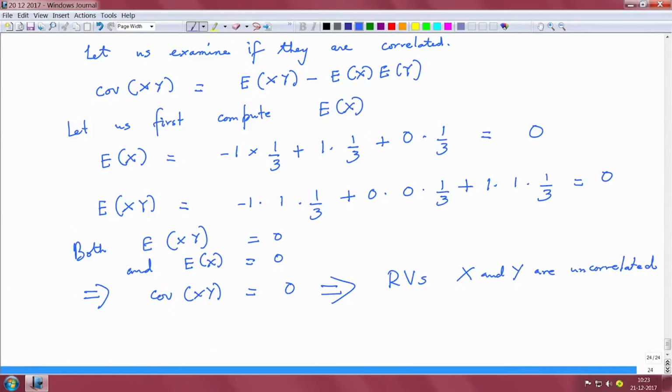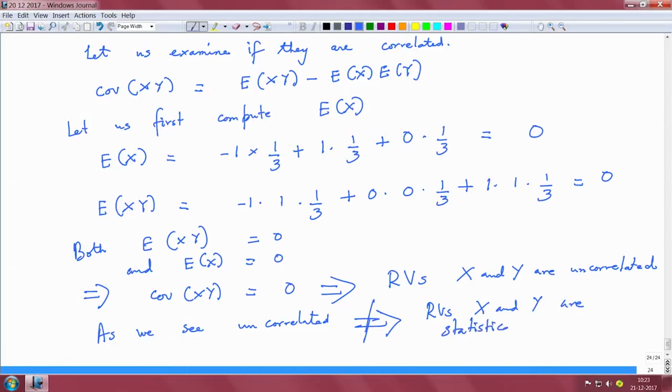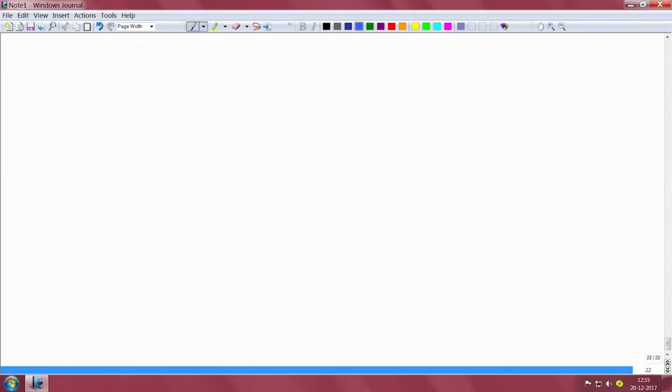This does not mean, so as we see they are uncorrelated, that does not imply that random variables x and y are statistically independent. Okay. So, this sort of clarifies the ideas behind correlatedness and statistical independence.